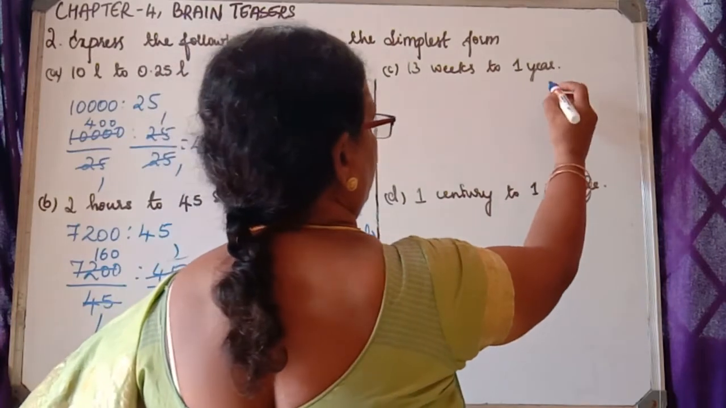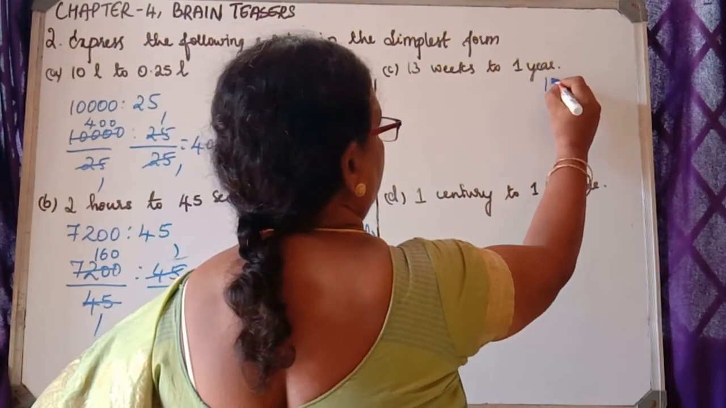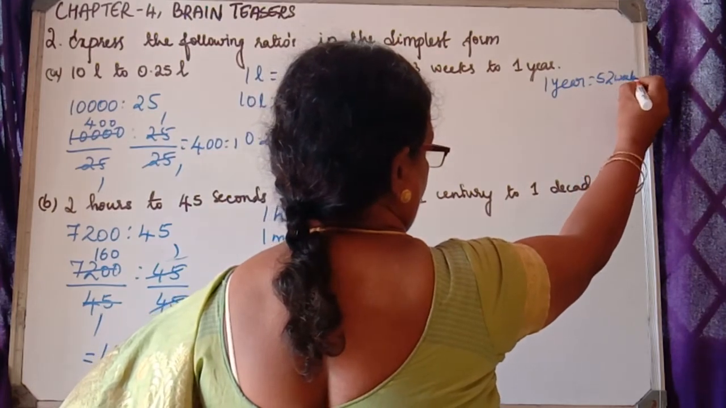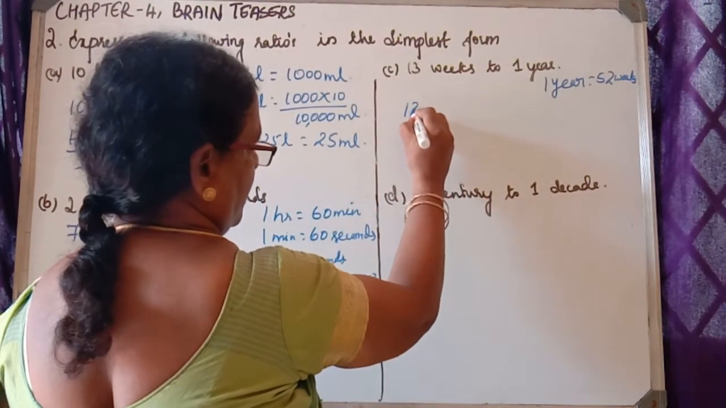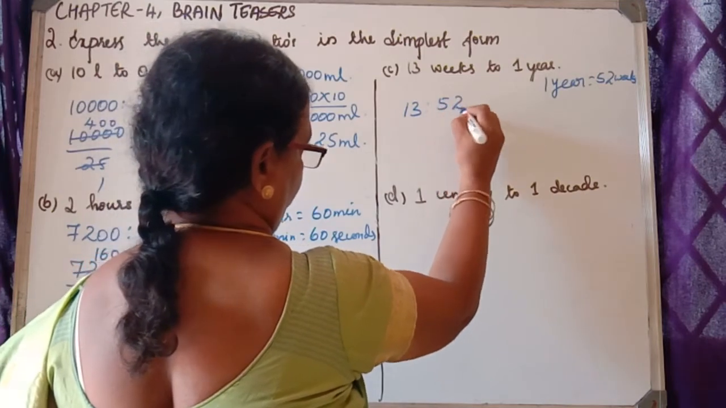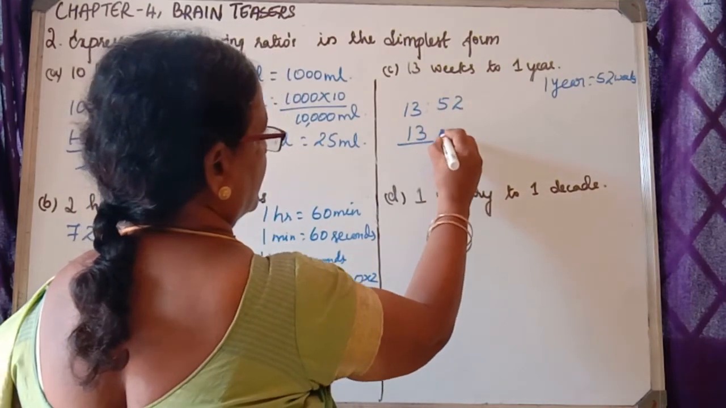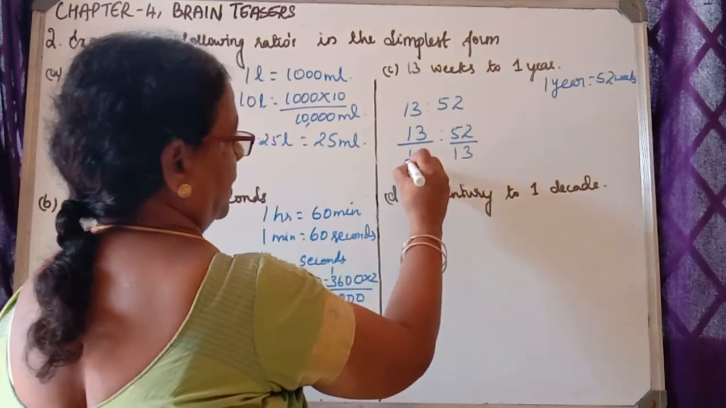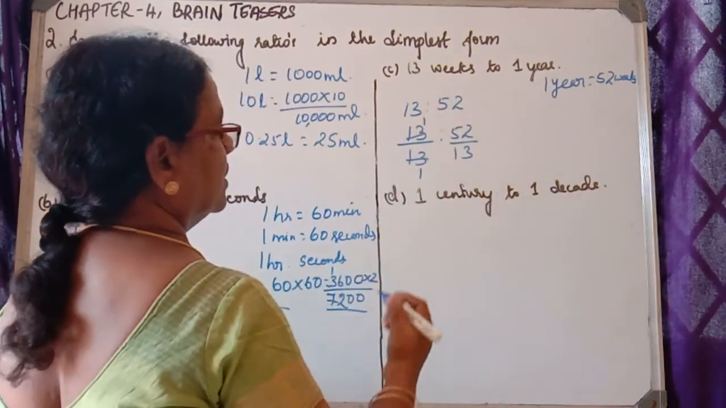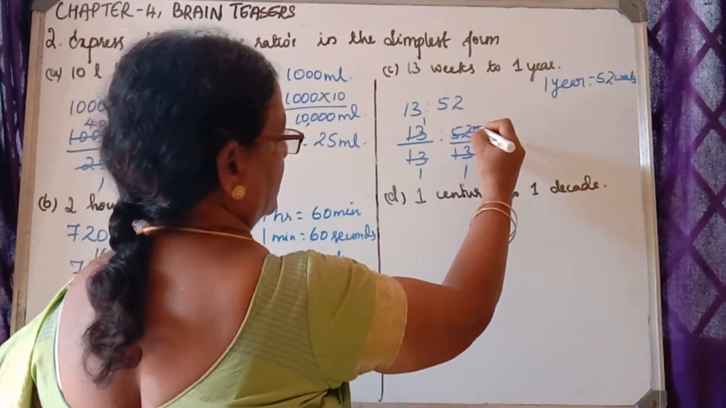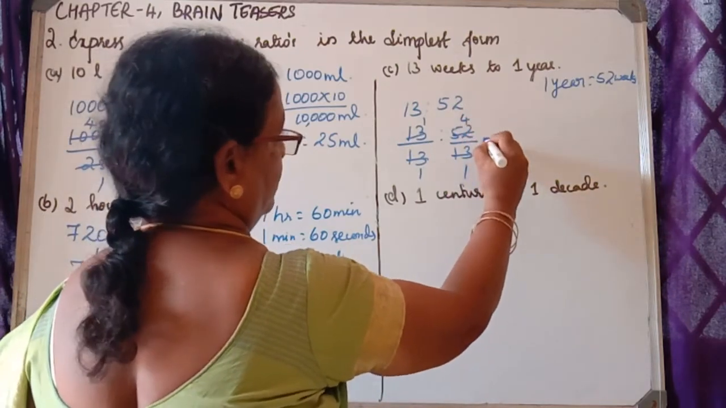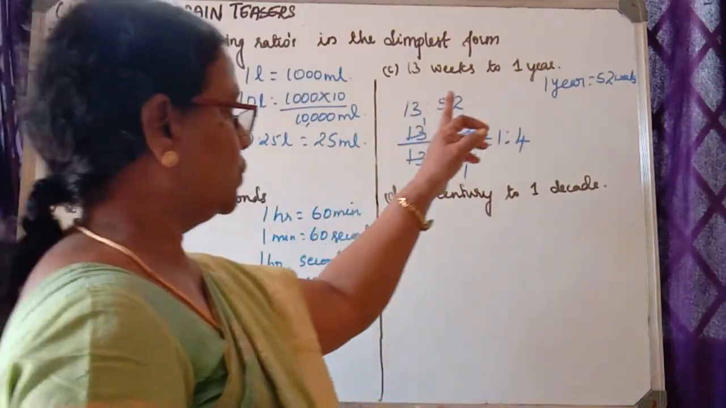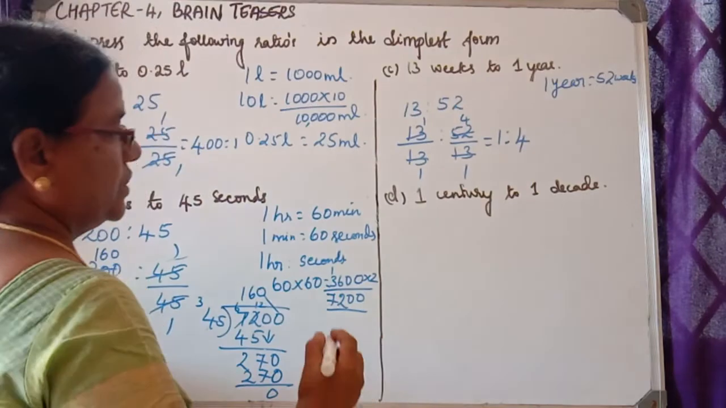13 weeks to 1 year. How many weeks is equal to 1 year? 52 weeks. Now 13 is to 52. Now we'll reduce it to the simplest form. We can take 13 only as a divisor. 13 ones are 13, 13 fours are 52. So what is the ratio? 1 is to 4. 13 weeks to 1 year is equal to 1 is to 4.